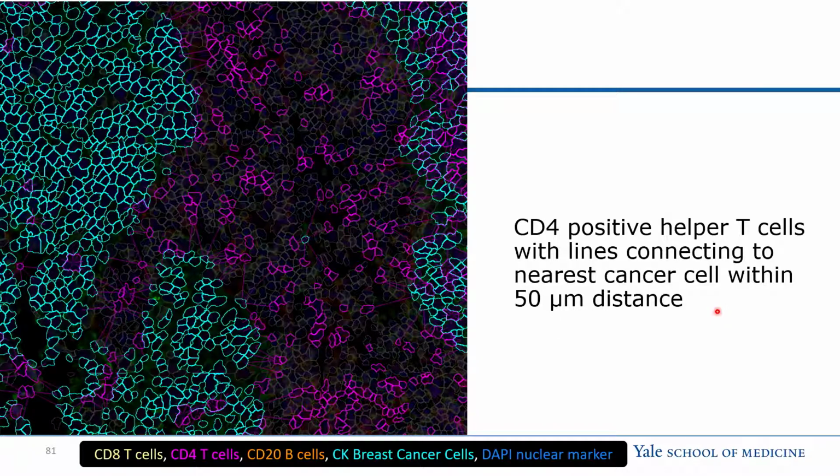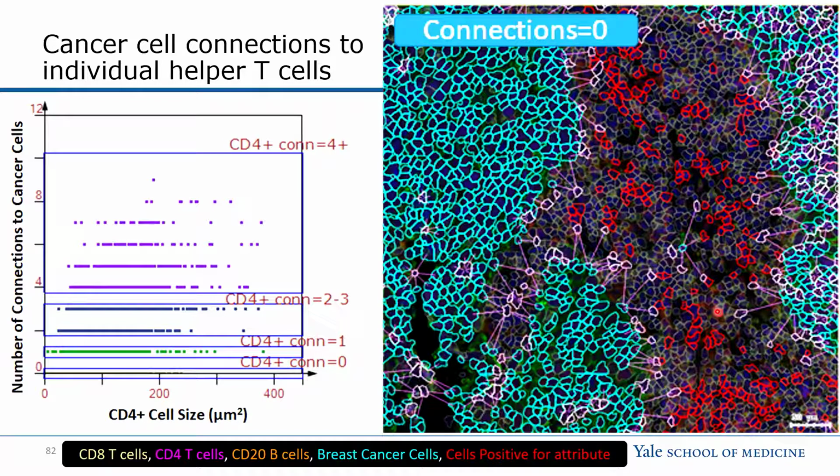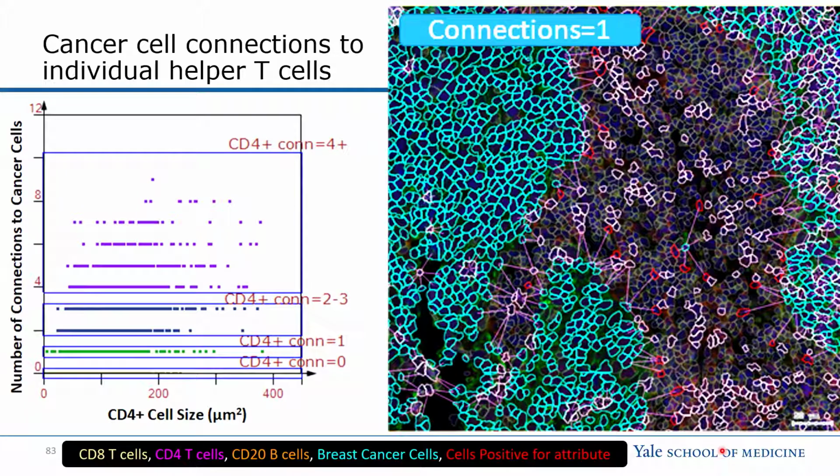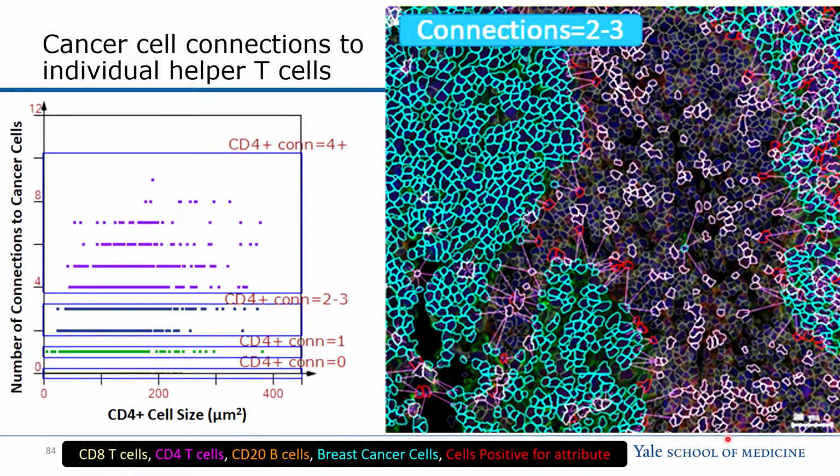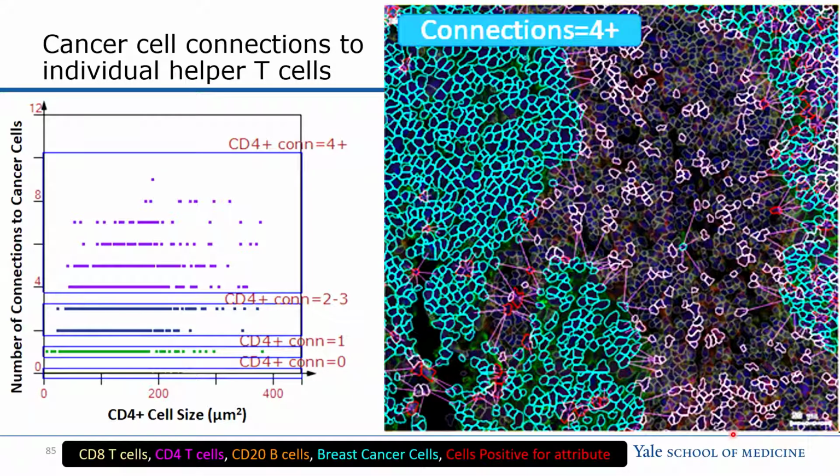When we look at our CD4 population, so our helper T cells, again, here are the connections in red for those with no connections. And we can see at least 1 connection for those in red. Here is an example. And those with 2 to 3 connections. Here is an example. And then as we see those with 4 connections, here is a great example.